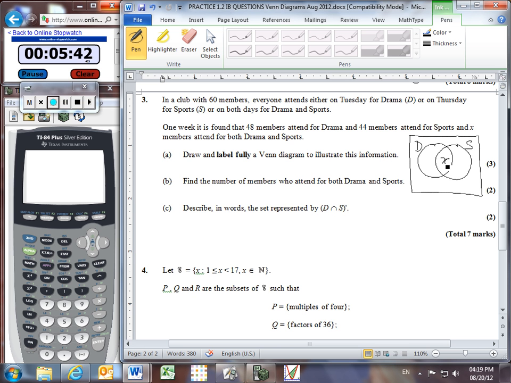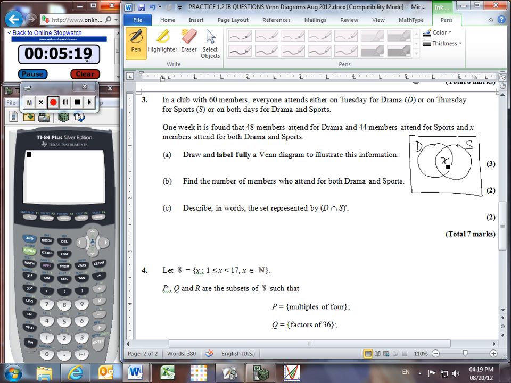X of them have already been used in this circle. How many must be left in here in order to get a total of 48? One way you can do a problem like this is just to substitute an imaginary number for X. Let's pretend X is 10. How would you calculate the remaining number of people in this area knowing that there's 48 in all?